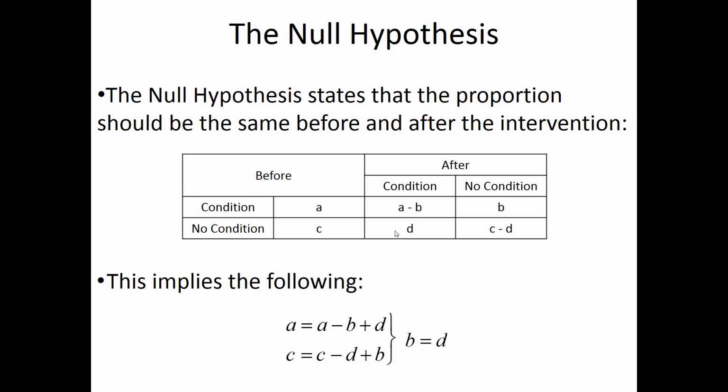The null hypothesis states that the proportions should be the same before and after the intervention. In other words, the changes that we see in the numbers with condition and without condition should be random, and therefore the changes that we see should not affect the overall proportion. In other words, B and D should be comparable or equal.